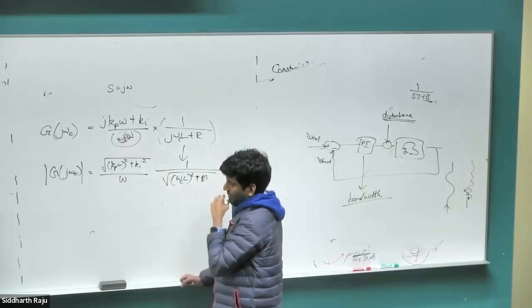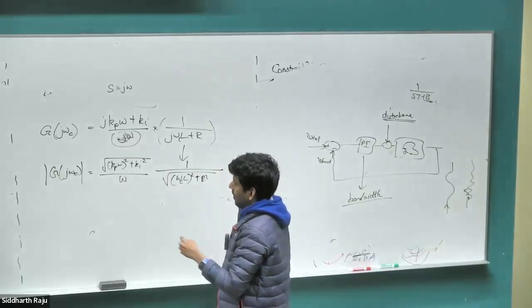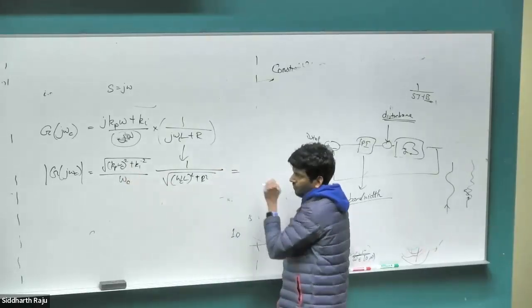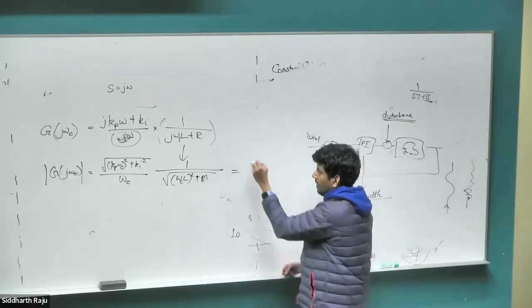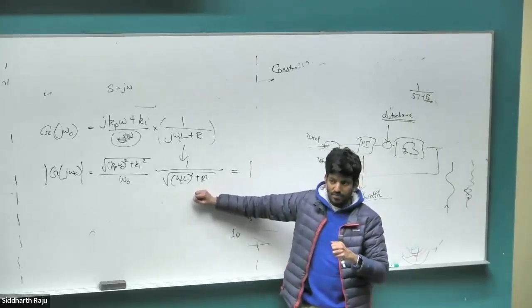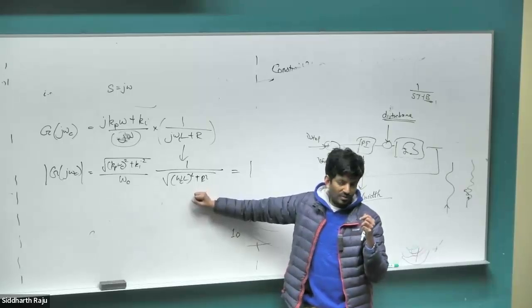Again, it's just a complex number, right? So just take the square root of real square plus the imaginary square. Okay. And this must be equal to 1. Can I solve this for Kp, Ki? No, right, we have two variables, one equation. Where do I get the other equation?